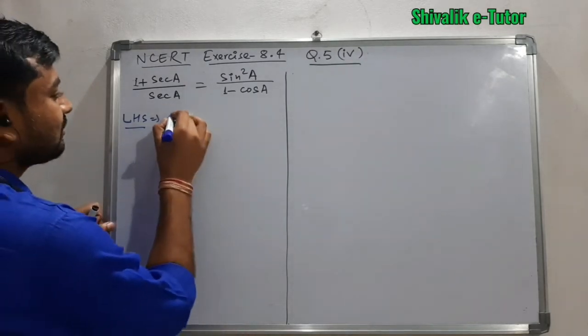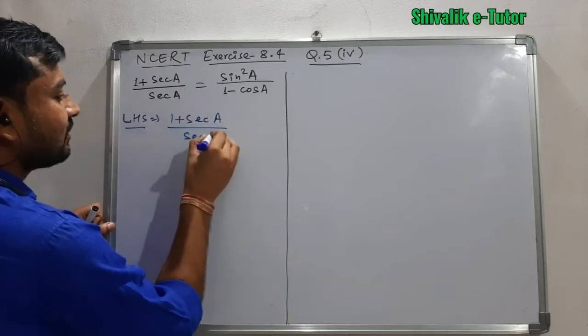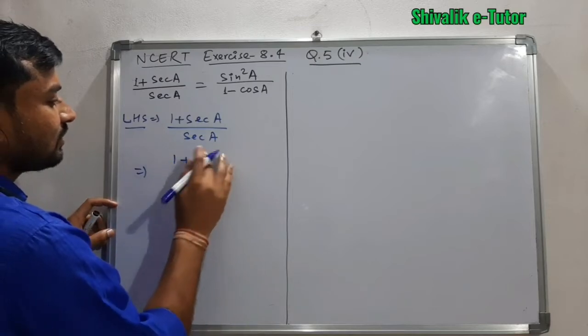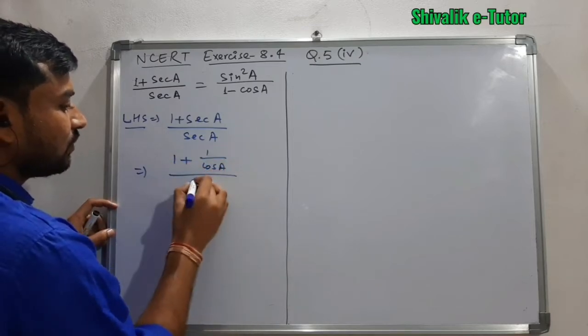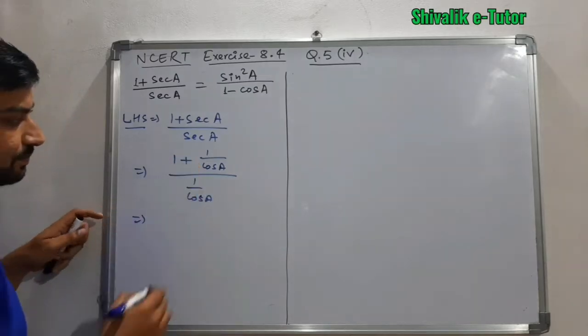So let us consider this. So 1 plus sec a upon sec a. This is the LHS here. Let us convert this into cos a. So sec a can be written as 1 upon cos a, upon 1 upon cos a. So from here what are we getting?